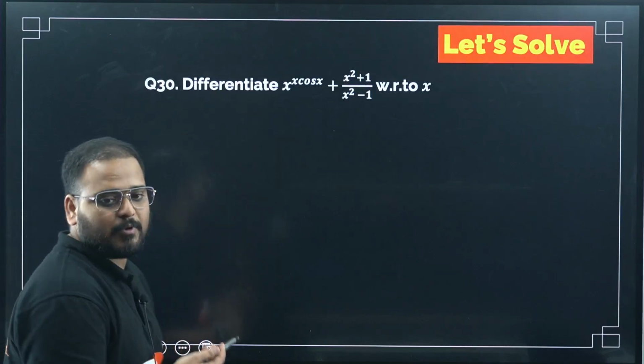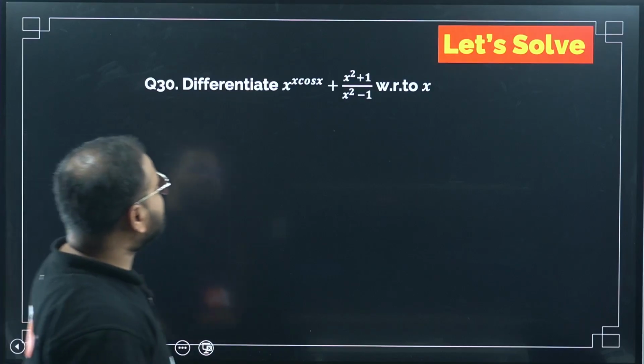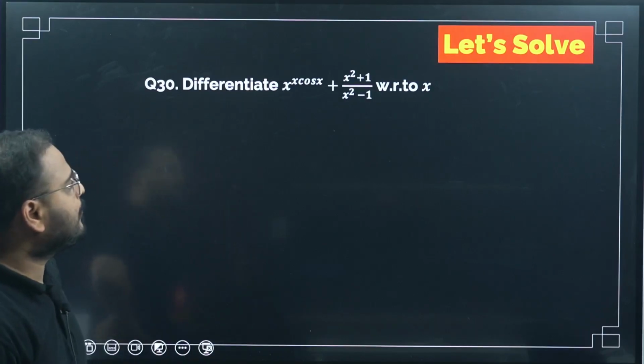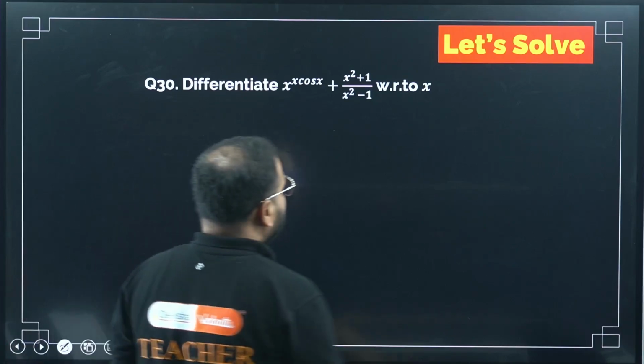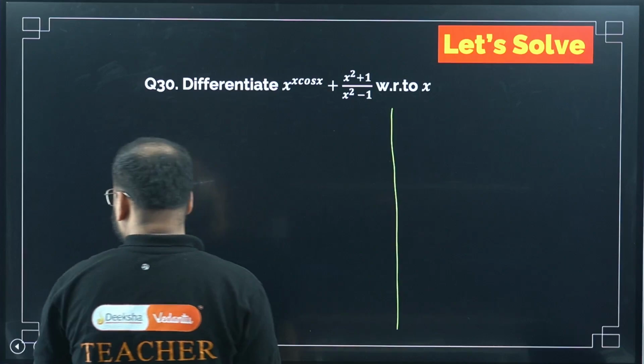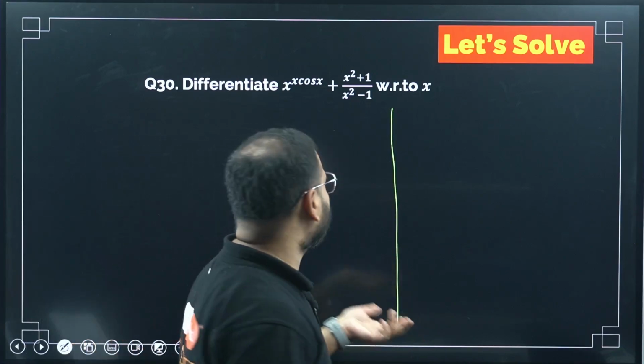30th question, 30th problem. Differentiate x to the power x cos x plus x square plus 1 upon x square minus 1. Again same approach. Let me do it anyway. The previous question I gave you as homework. This one I will solve. The previous one was a simple one, so I gave it to you anyway.